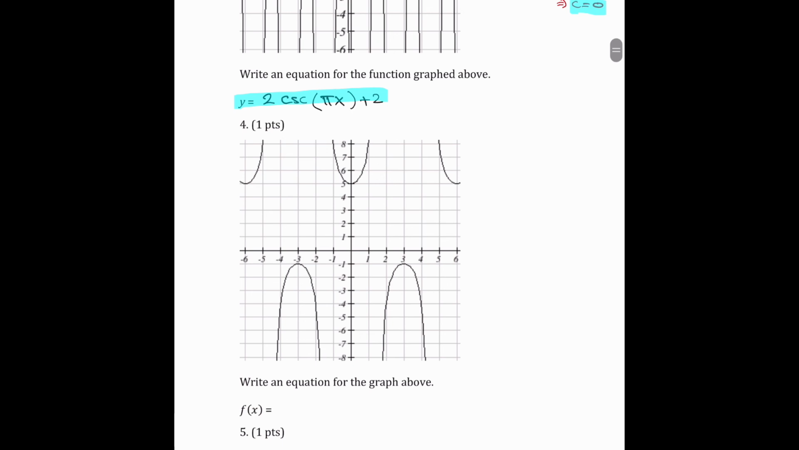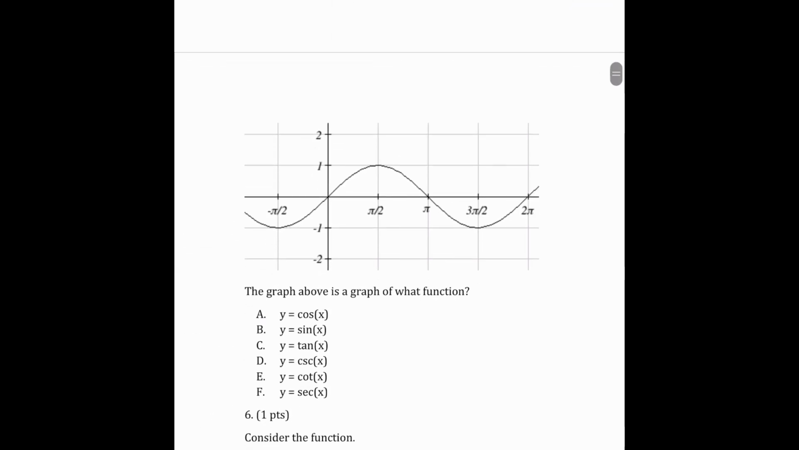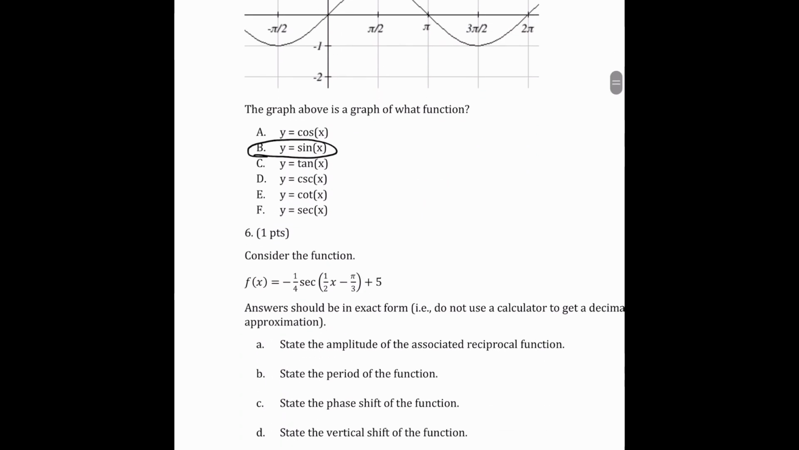Number 4, I will let you practice doing that, and you can check with the key at the back. So I'm not going to repeat the process again. Question number 5, this is basically asking, what is this function? This is the sine function. It's very clear.